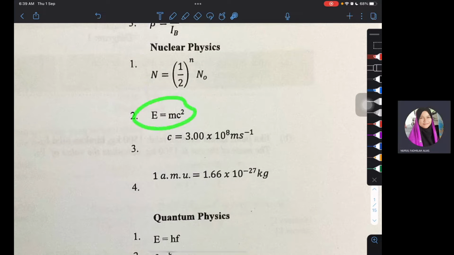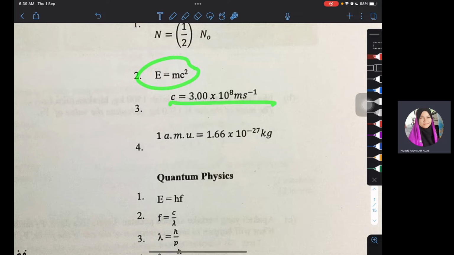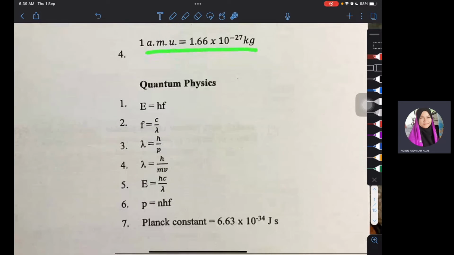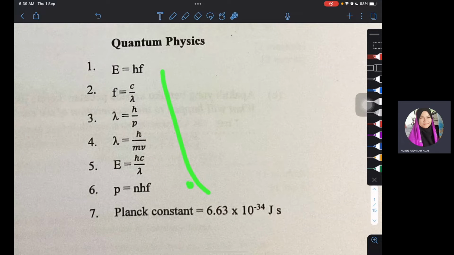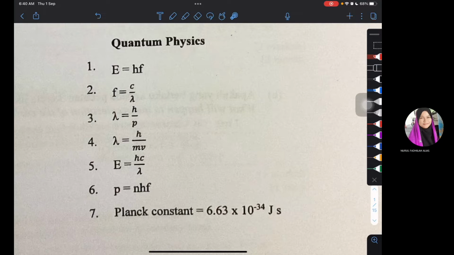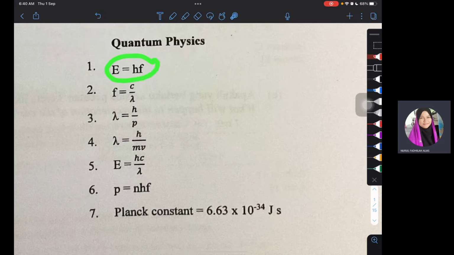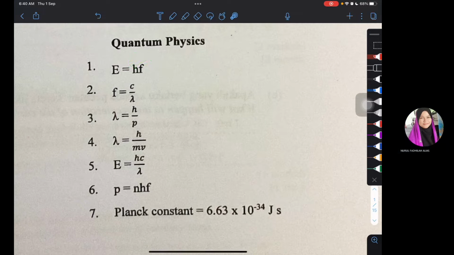Okay, this one you know this already, and then C is given, AMU is given, nothing new. And in quantum physics, these are a few formulas you can be using. So this is the formula showing the relationship. This is an equation. This equation tells you the relationship between E and F. H is a constant, right?